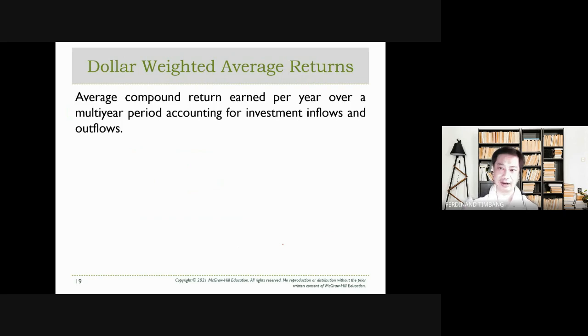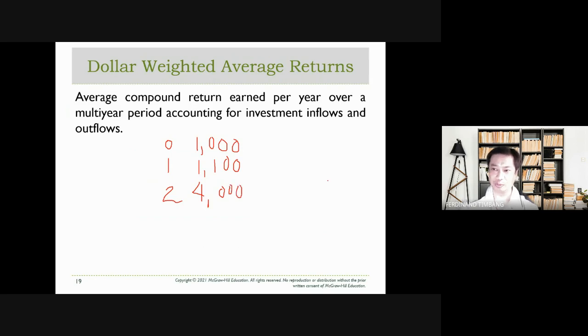Okay, what is the dollar weighted average return? So it is the average compound return earned per year over a multi-year period accounting for investment inflows and outflows. Ano sinasabi niyan? Kasi let's say nag-invest ka sa year 0. So let's say in-invest mo 1,000. Tapos pagdating ng year end, naging 1,100. So kumita ka ng 10%. Eh sabi mo, ang ganda. So on year 2, nagdagdag ka ng 4,000.